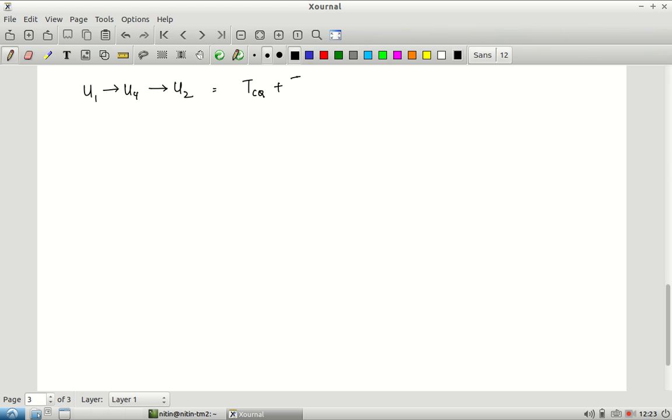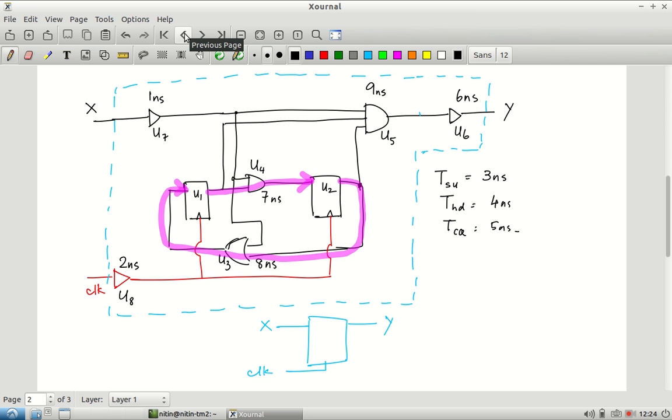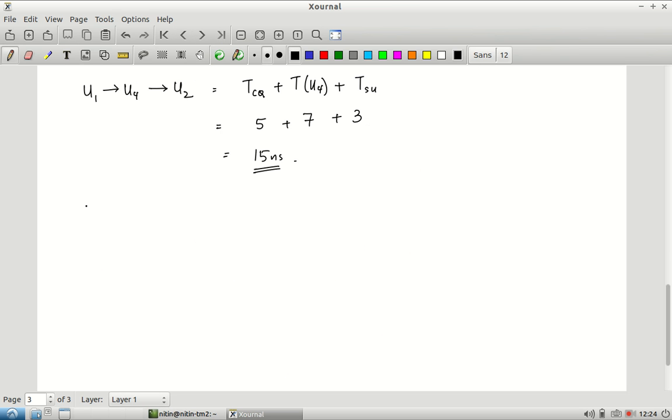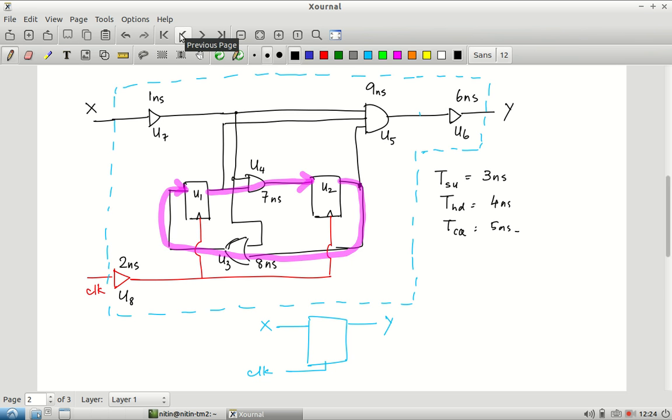So U1, U4, U2, what is the delay through it? TCQ plus the delay through U4 plus the T setup at U2. This is 5 nanoseconds plus 7 plus 3. In other words, 15 nanoseconds as the path delay from U1 to U2. Similarly, there is another path which goes from U2 back to U1, passing through U3.